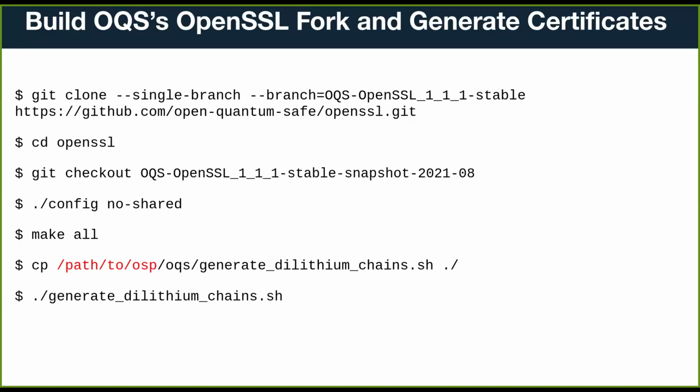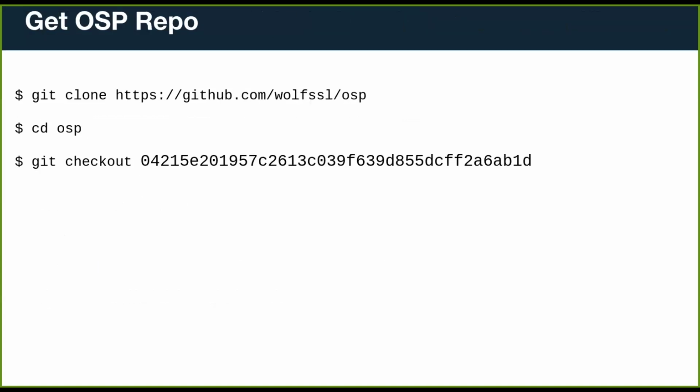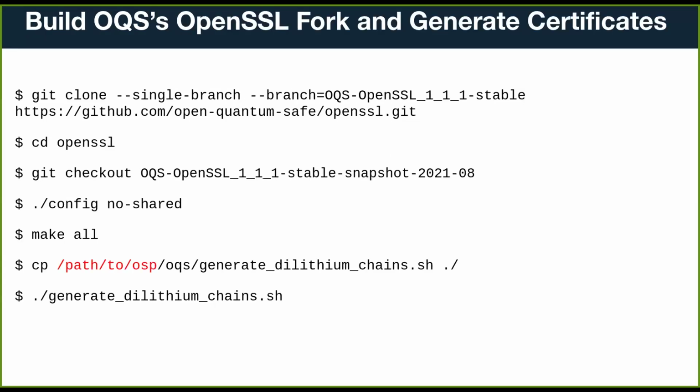Like secp256r1, secp384r1, secp521r1. Those are three different levels of ECC, you could think of them. And in that similar vein, we have different levels of dilithium.